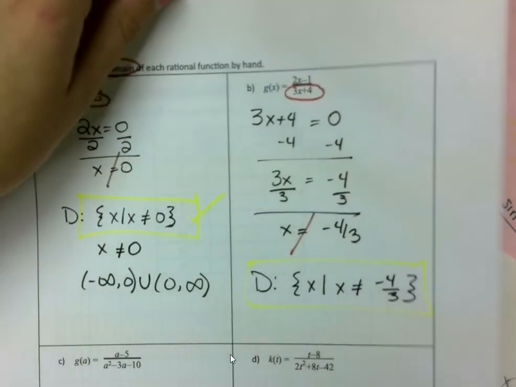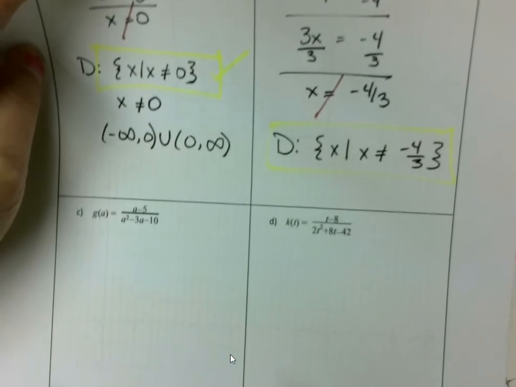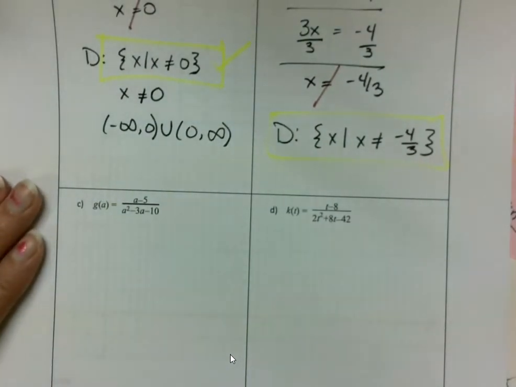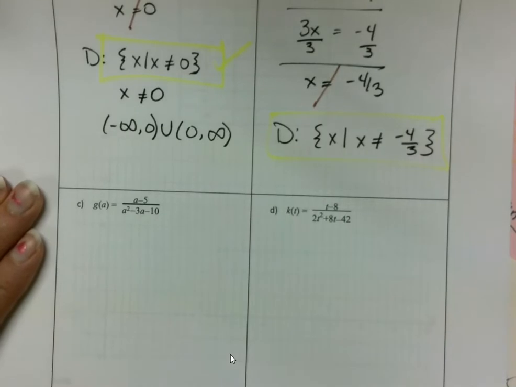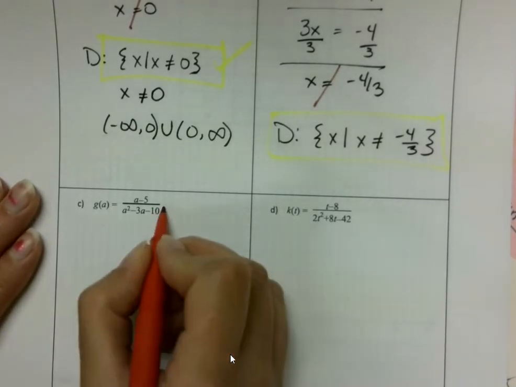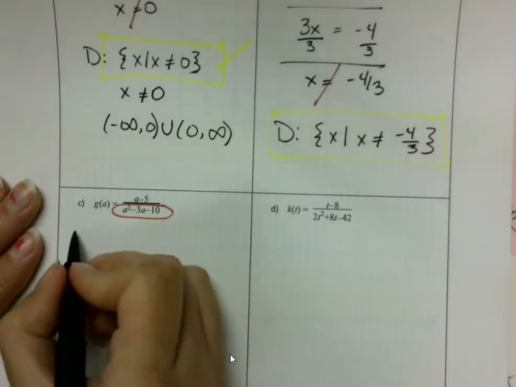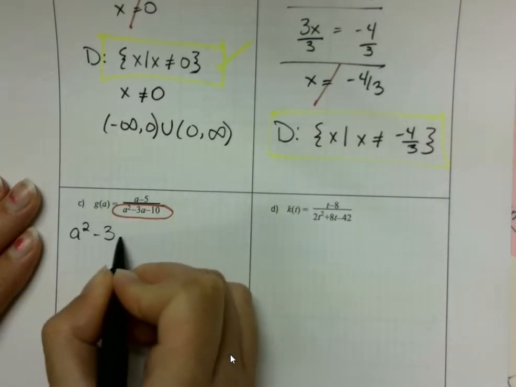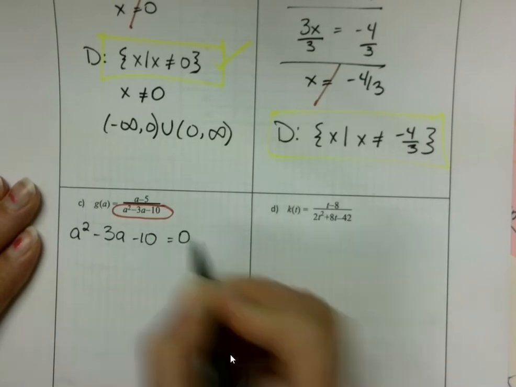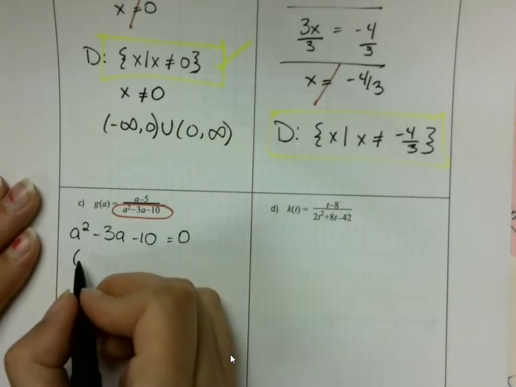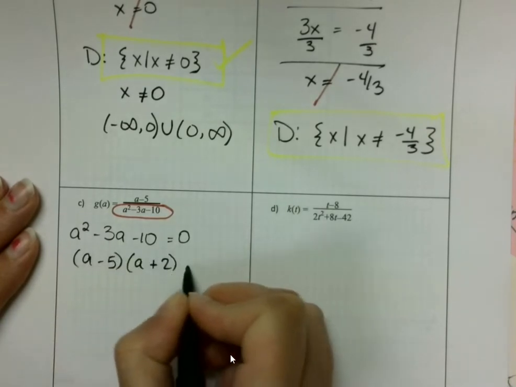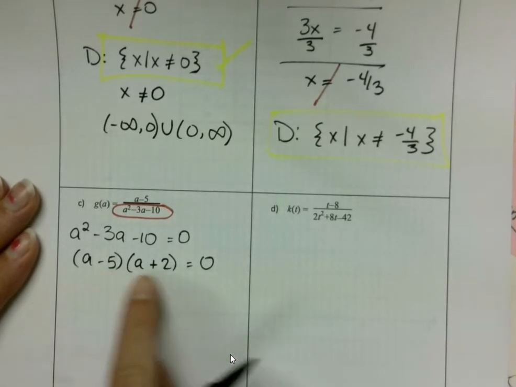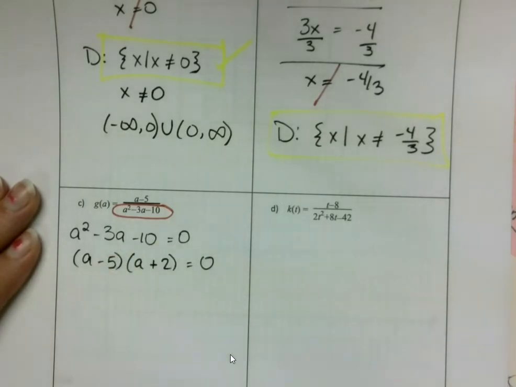So looking at the bottom half of this page, we've got two more functions. The difference between the top two and the bottom two is that the top two had linear denominators with no powers. These ones have binomial denominators. So we're going to factor when I set the denominator equal to 0. So I've got, first of all, my denominator to focus on here, a squared minus 3a minus 10 equals 0. So this factors into a minus 5 and a plus 2. Let's see, negative 5 and 2 add to negative 3 and multiply to negative 10.